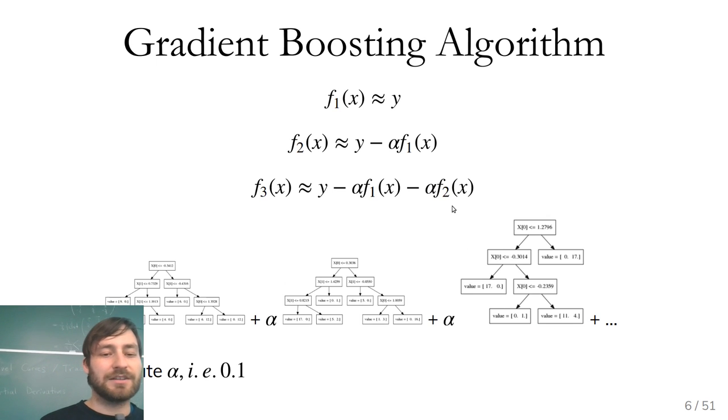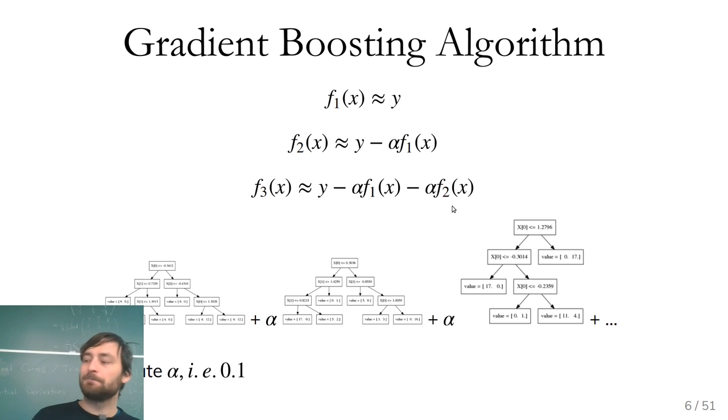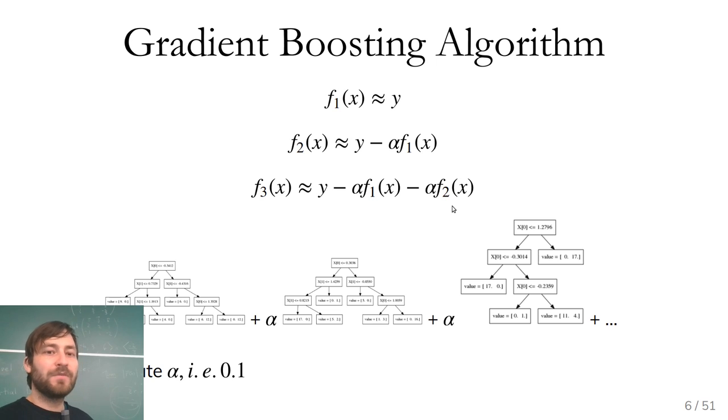There's a small trick in there, which is that there's a learning rate introduced. So you don't always fit a full function, but you don't fully trust the function that you fit, because you know trees overfit. So you add a learning rate like 0.1, and you only go 0.1 in the direction of that tree.